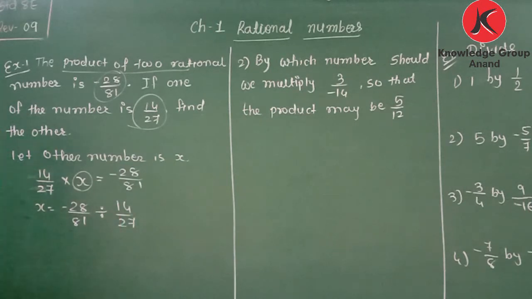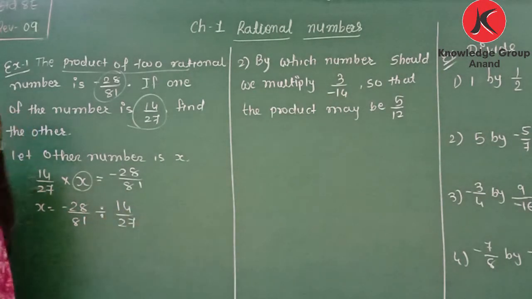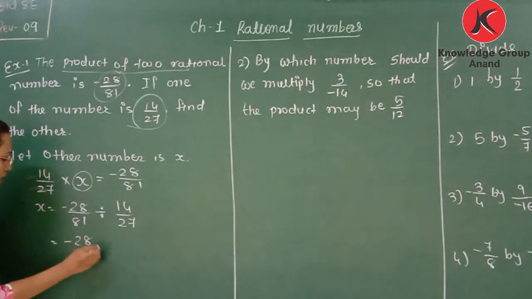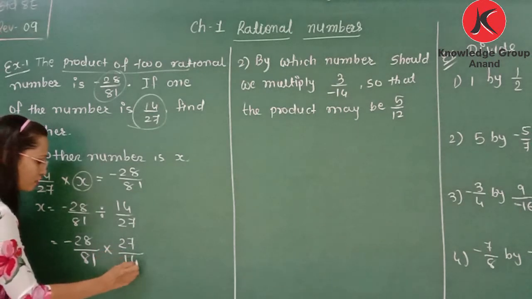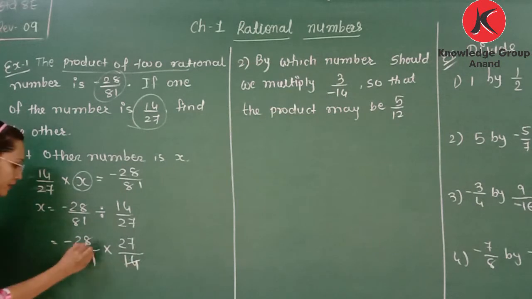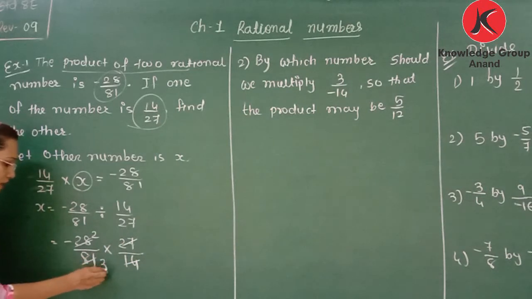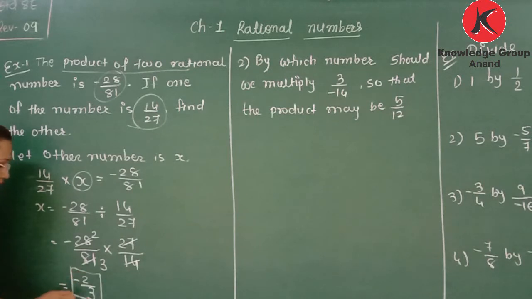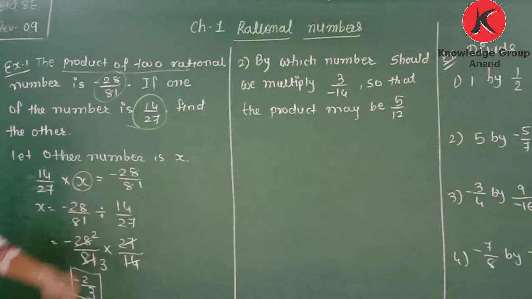Now as we learned the concept of division, division becomes multiplication by writing the reciprocal of the next number. So minus 28 by 81 multiply 27 by 14. Now if there is a common factor, then you can cut the common factor. 14 2s are 28, 9 3s are 27... 27 3s are 81. So here minus 2 by 3 will be the answer. It means if we multiply minus 2 by 3 with 14 by 27, we will get minus 28 by 81.